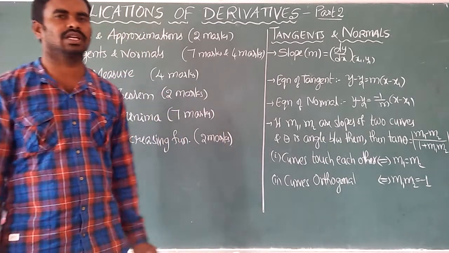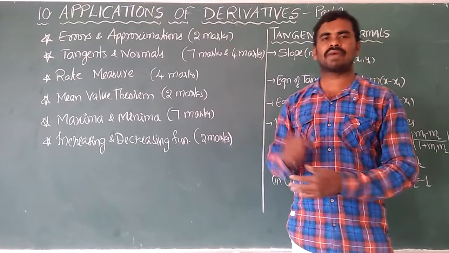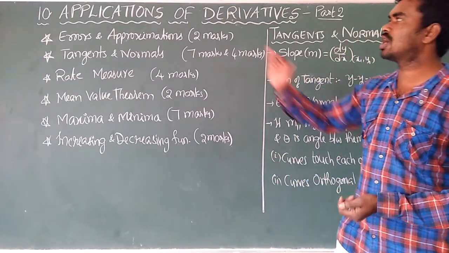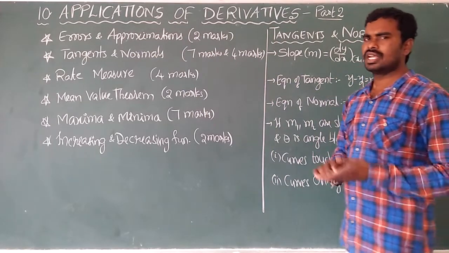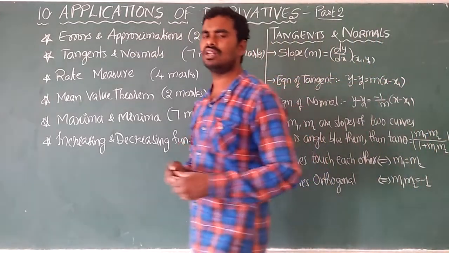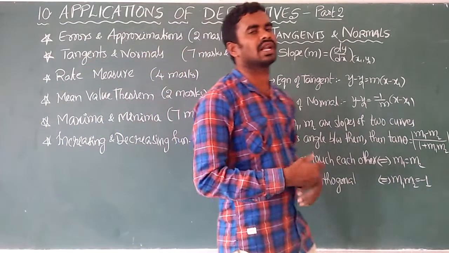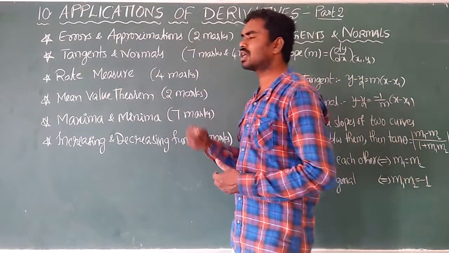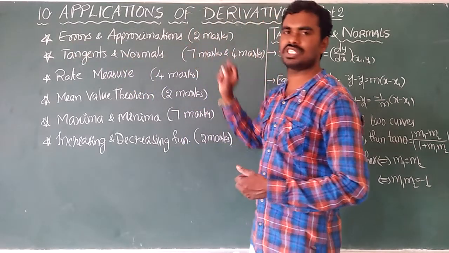Now in this class we are going to learn intermediate first year Maths 1B, 10th chapter, applications of derivatives. In the 9th chapter, derivatives, we have done. So using derivatives, how can we apply, where we can apply, we are learning. Of course, in previous part 1 we completed this chapter, errors and approximations.